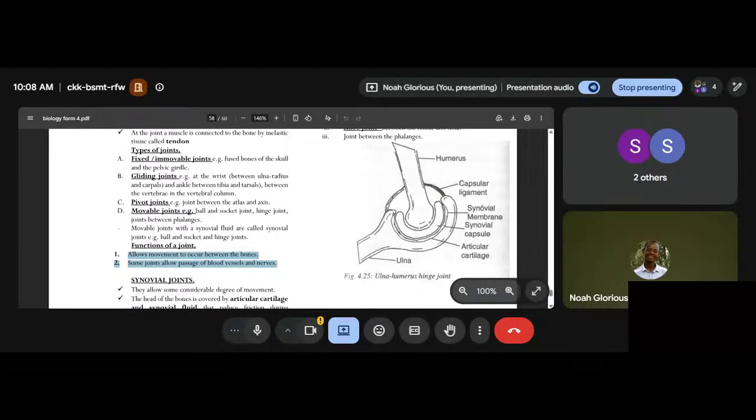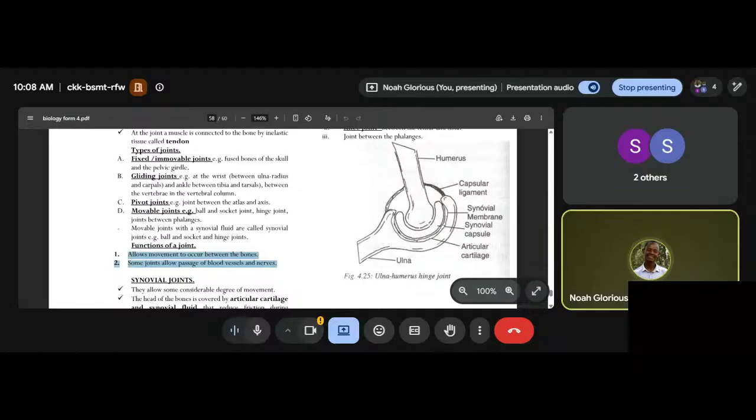Allows movement to occur between the bones. Some joints allow passage of blood vessels and nerves. Yes. A joint allows movement between two bones, and to allow passage of blood vessels.